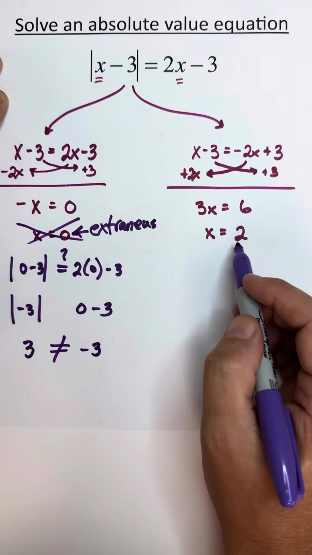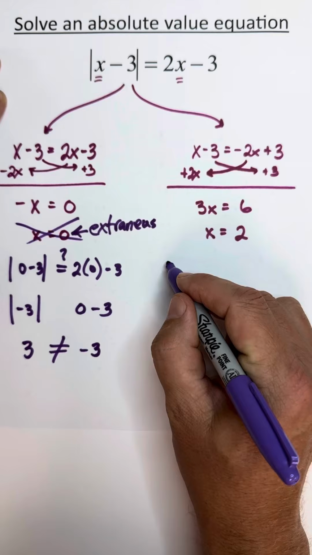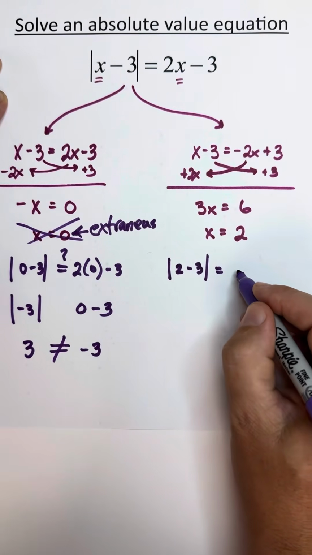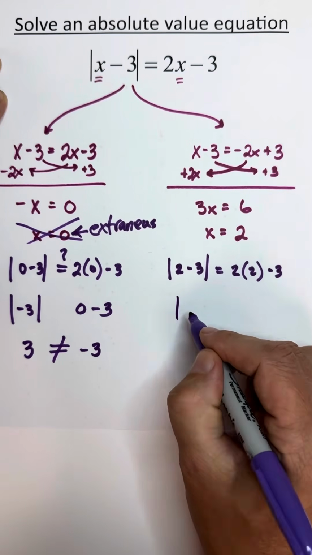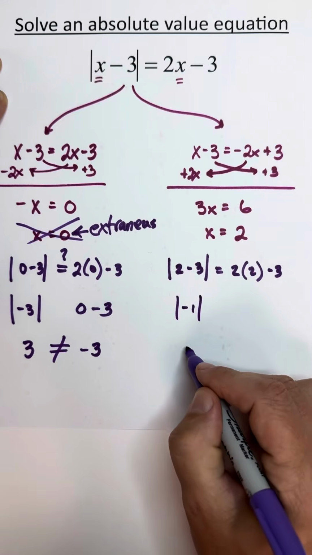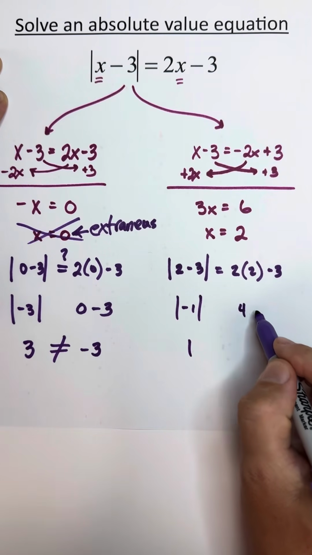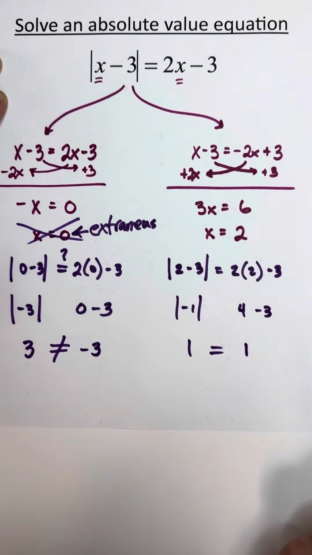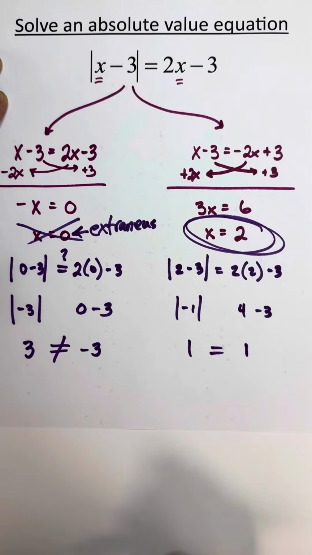Now over here, let's do the same thing. Let's check this, plug it into the x's. So we've got absolute value of 2 minus 3 equals 2 times 2 minus 3. That's going to be absolute value of negative 1, which of course is positive 1. And over here, we've got 4 minus 3, which is 1. Those equal each other, which means that x equals 2 is the solution and the only solution to this absolute value equation.